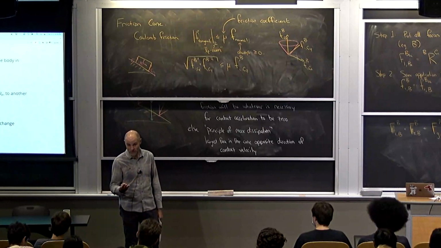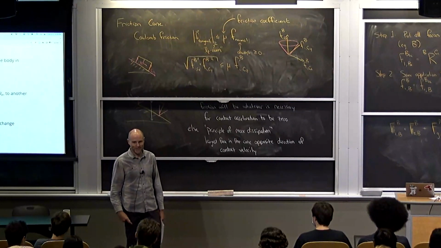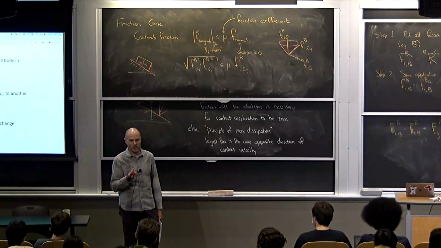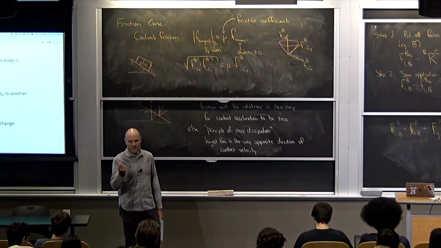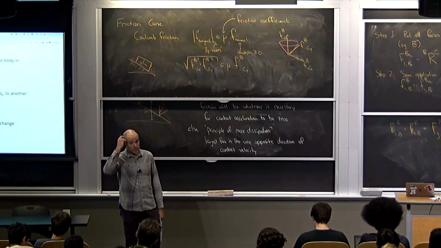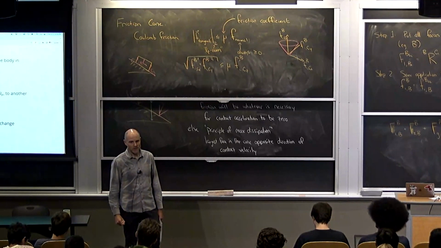So what does our solver do? It picks the one in the middle, right? Almost always we're solving optimization problems, so picking the least norm solution tends to be the right thing.